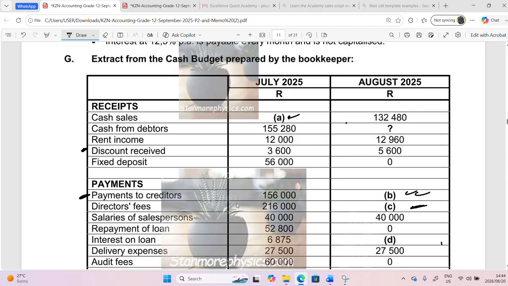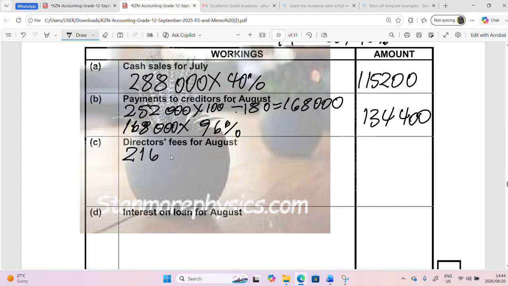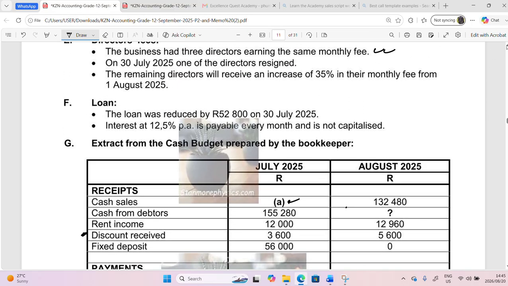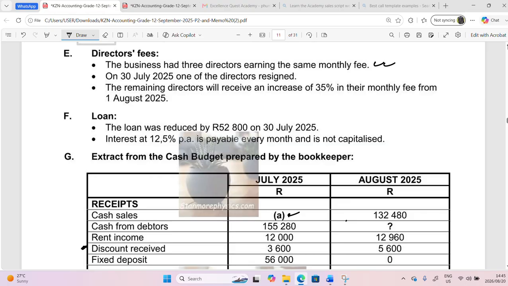So it means now those directors' fees that you see on July of 216,000, right? 216,000 from July. From July, we can divide by 3 and get the directors' fees for each director. So each director receives how much? 72,000. But please note that on the 30th of July, 1 director resigned, which means on August, guys, we only had how many directors? 2. And those 2 directors, they receive a 35% increase.